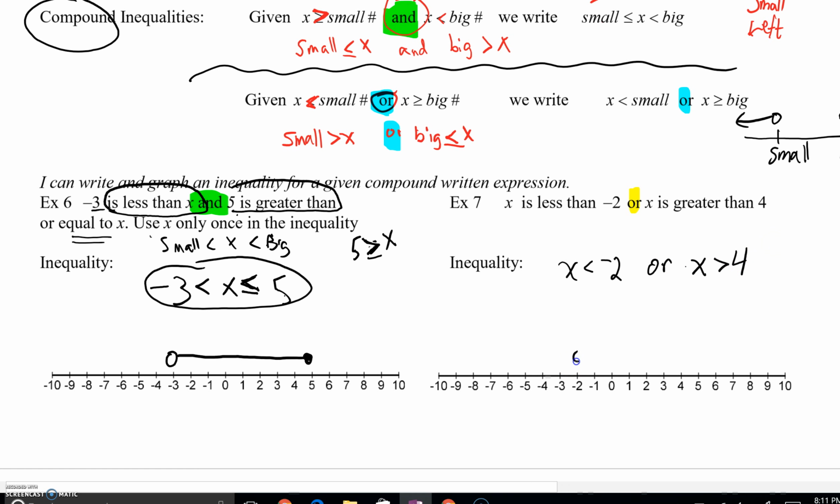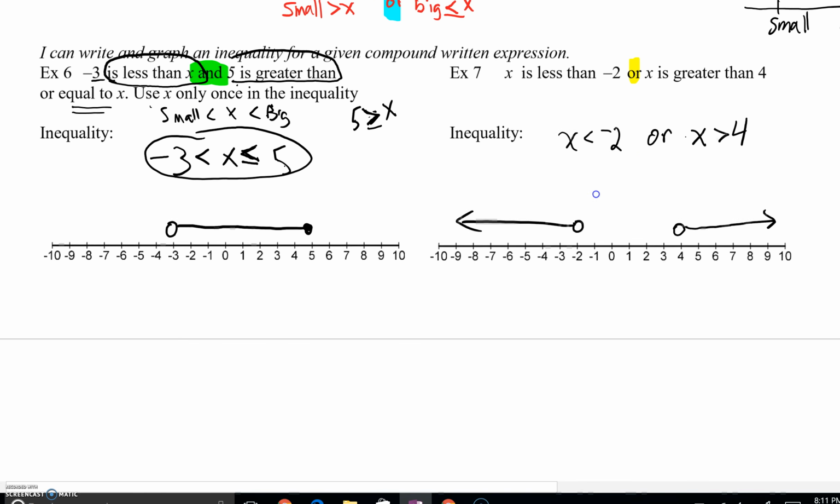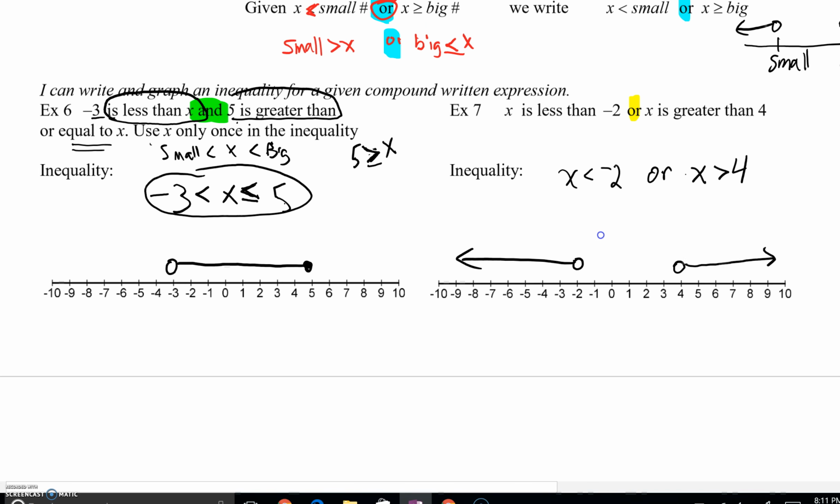What would it look like visually? Well, open circle above the -2. X is less than that, so you're going to go in that direction. X is greater than 4, so put an open circle there. Greater means go off to the right. Never shade in between for an or problem. You just go in opposite directions.